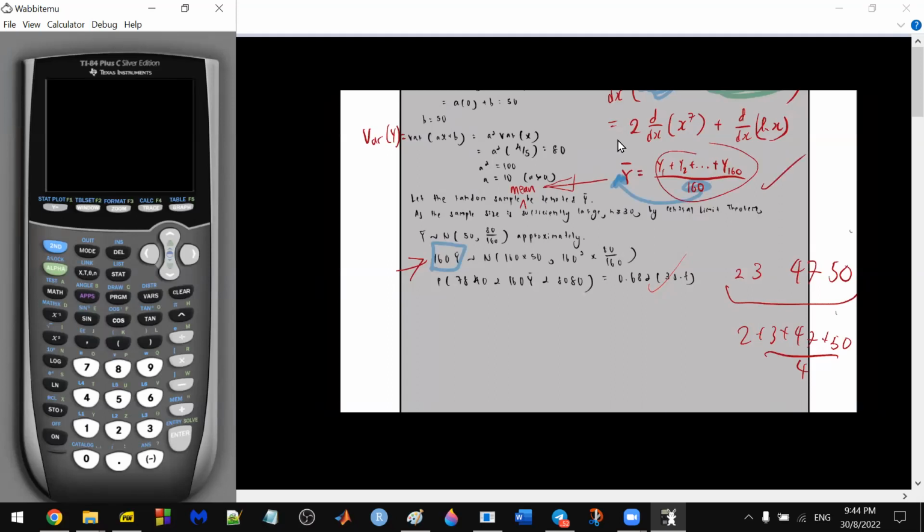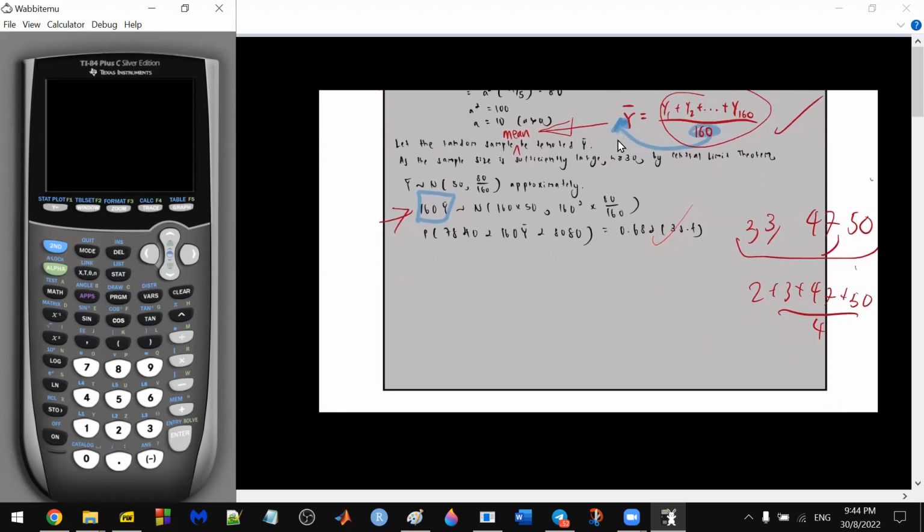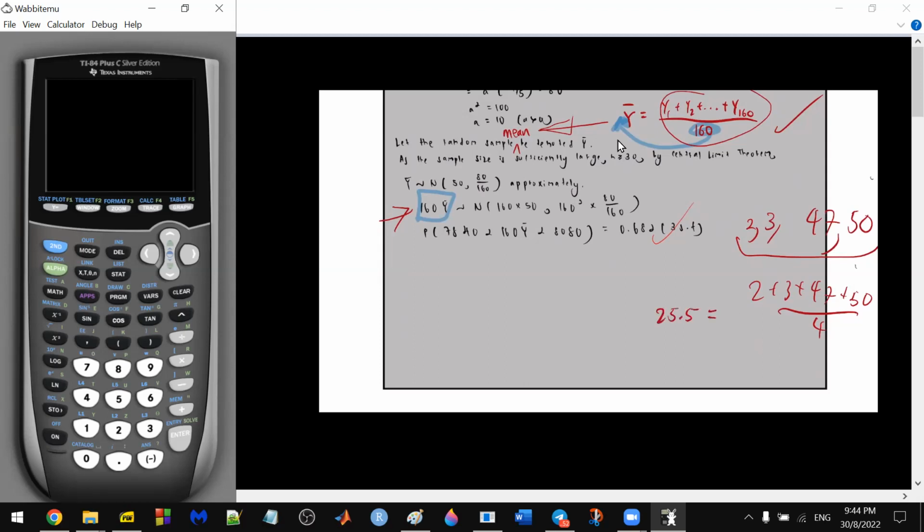It could be none of them because I already explained just now with this example. It's possible that it's not even any one of them. Like the mean here, 2 plus 3 plus 47 plus 50, if I just really calculate it, it's 25.5 now. So 25.5 is not one of them at all. It's not 2, it's not 3, it's not 47, it's not 50. So yeah, just think of it in terms of the formula. Okay, you will have an easier time.